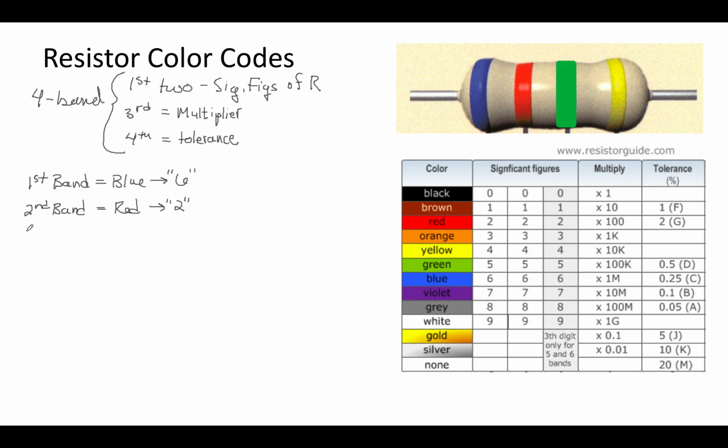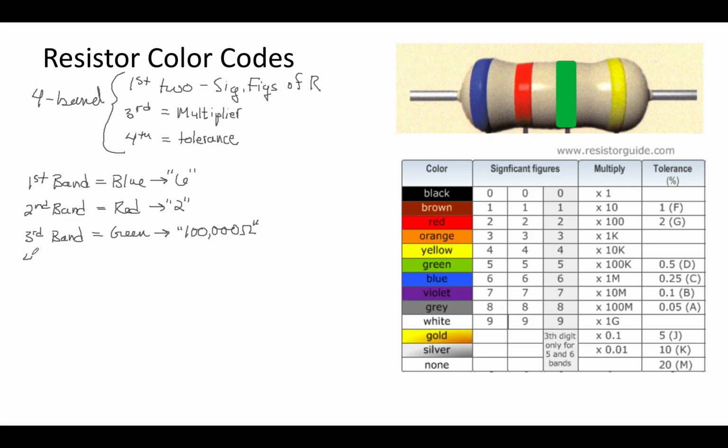The third band is green. That's our multiplier. So that means over here, we look for our multiplier. It's 100,000. I'll write that all out. And it contains the units of resistance.